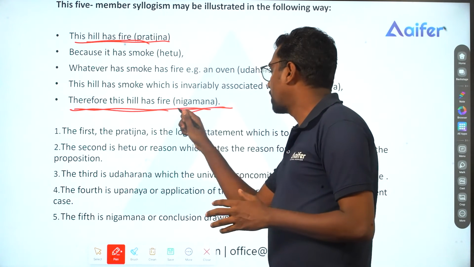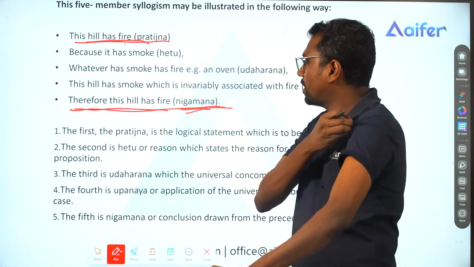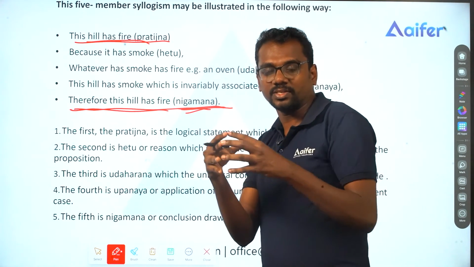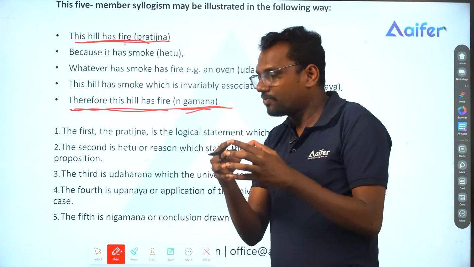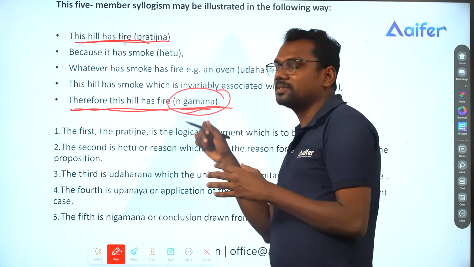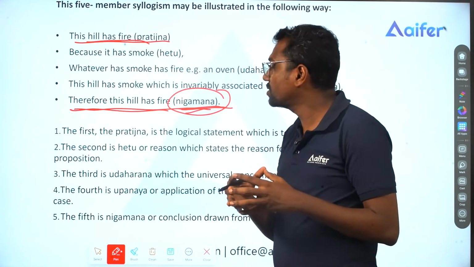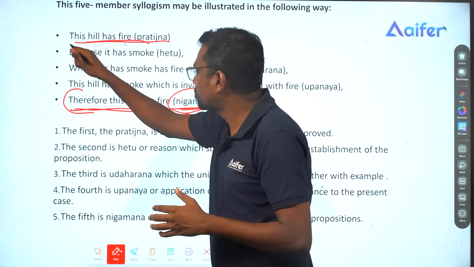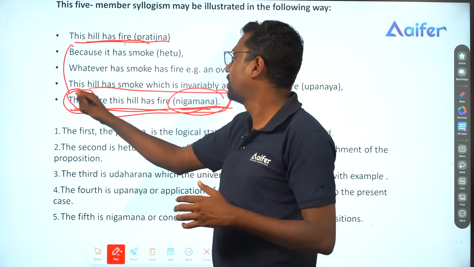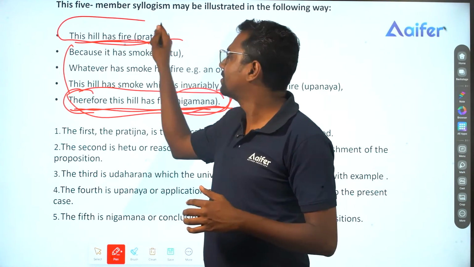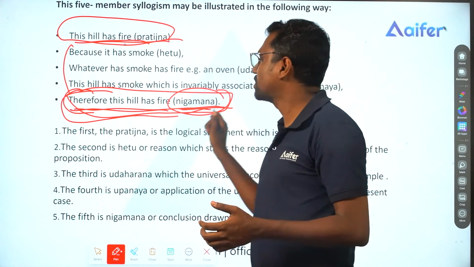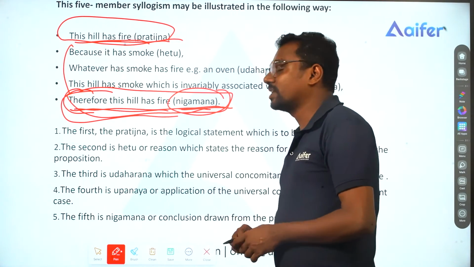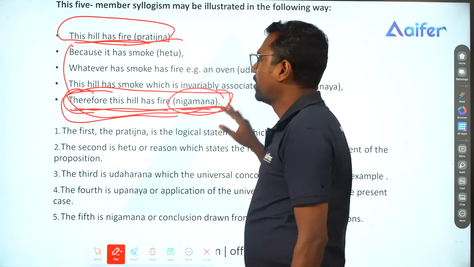But when it comes to Nigamana, we have therefore this hill has fire. Therefore this hill has fire is Nigamana, which means it's a conclusion based on this. So this is a proof. This is just a statement, just a hypothesis, and this is what is proved. So this hill has fire, and therefore this hill has fire is different. I hope it's clear.